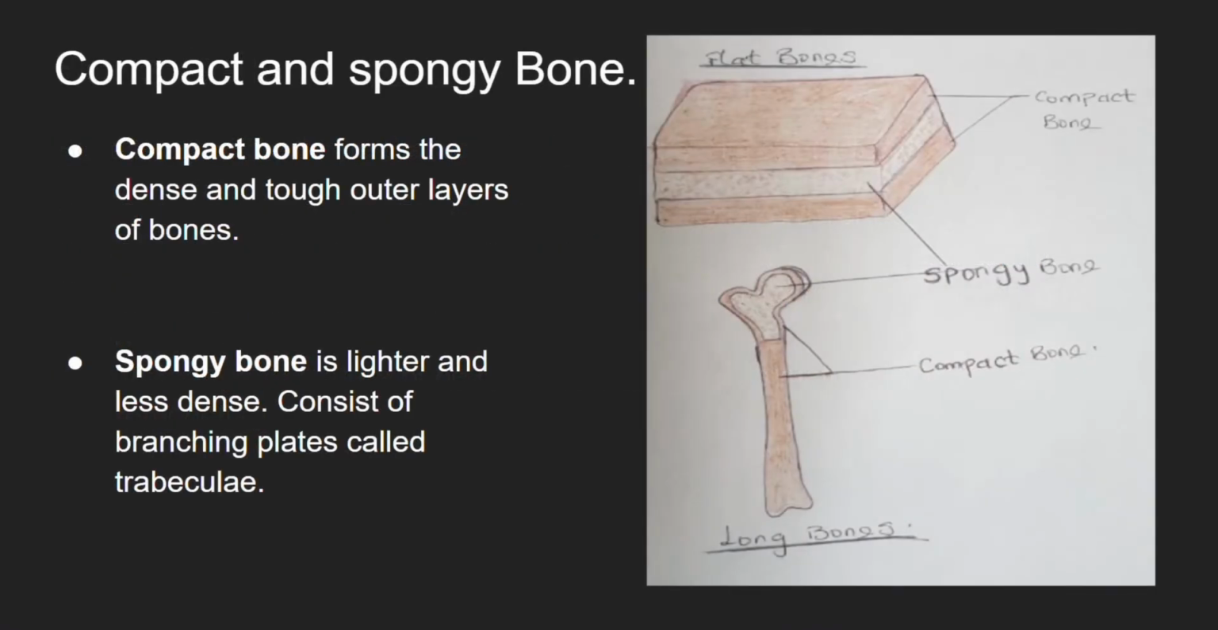There are 2 main types of bone. Compact bone forms the dense and tough outer layer of bones, and they are made up of subunits called osteons, while spongy bone is the lighter and less dense part of bone. It consists of branching plates called trabeculae and can be found inside the bone. In flat bones, compact bone makes up 2 of the outer layers, while there is a sandwiched middle layer of spongy bone. While in long bones, compact bone makes up the outer layer and spongy bone makes up the inner spongy layer.